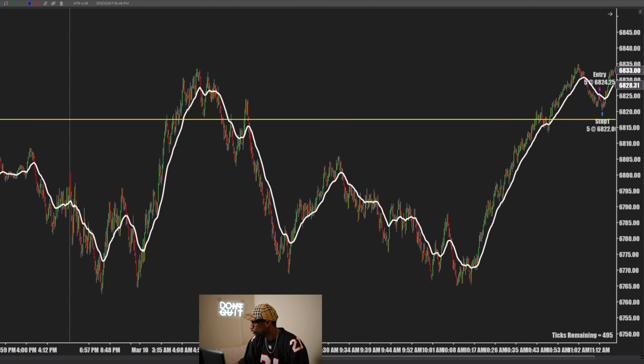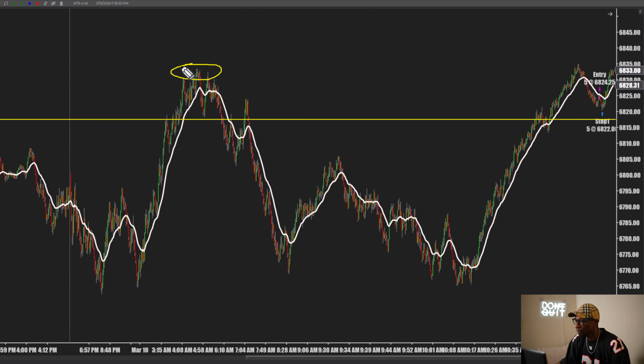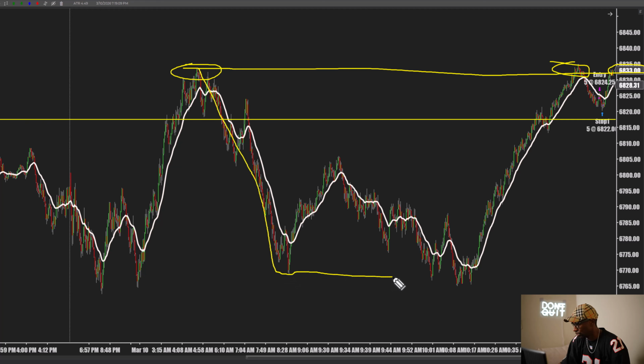Because we do high level trading here. Boom. See that top? And then boom. That top. I mean, it ain't the exact same price, but it's awful close to 68.33, right? So the last time we was at 68.33, we fell all the way to 67.70.